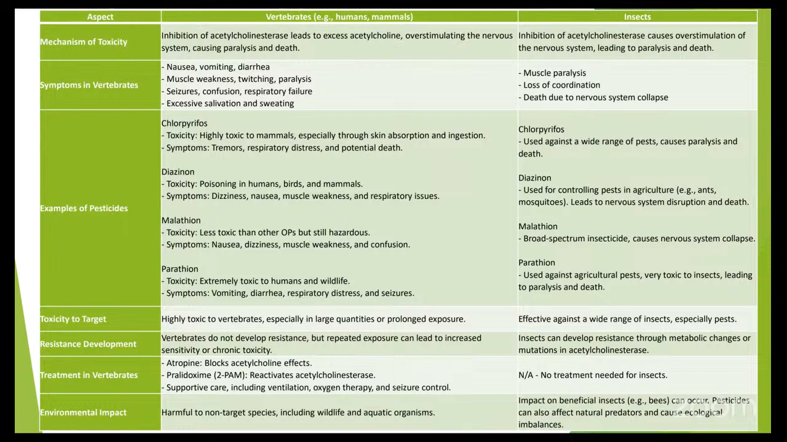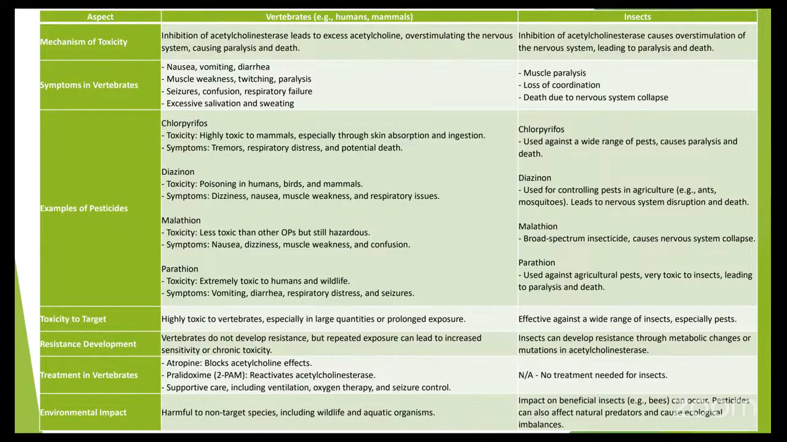Resistance development: vertebrates do not develop any resistance, but repeated exposure can lead to increased sensitivity or chronic toxicity. However, in insects, they can develop resistance through metabolic changes or mutations in acetylcholinesterase. Coming to the treatment in vertebrates, atropine and pralidoxime can be given, because atropine blocks the acetylcholine effects, and pralidoxime, 2-PAM, reactivates the acetylcholinesterase. Supportive care, including ventilation, oxygen therapy, and seizure control, can also help.